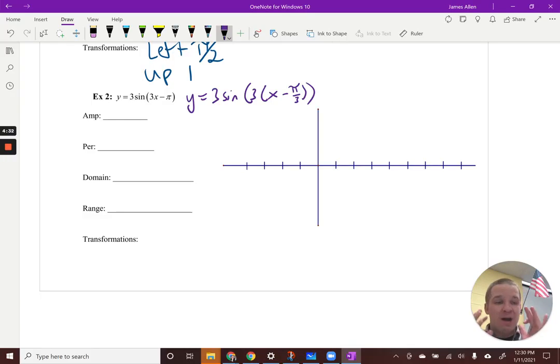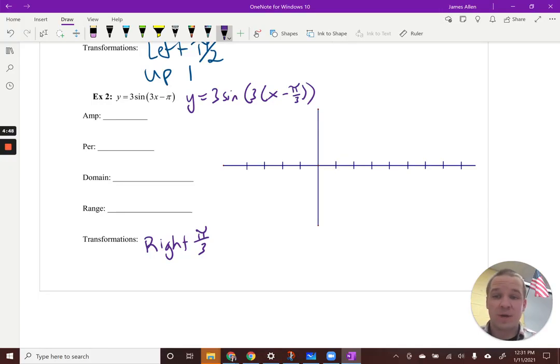Now I'm in a form where I can analyze that phase shift, or that transformation, which would be to the right, pi divided by 3. There's nothing added outside, so there's no up and down movement.